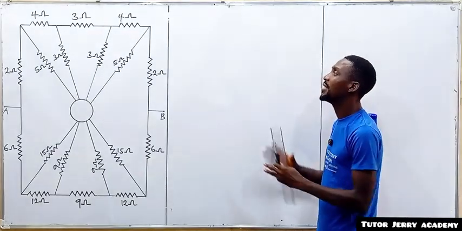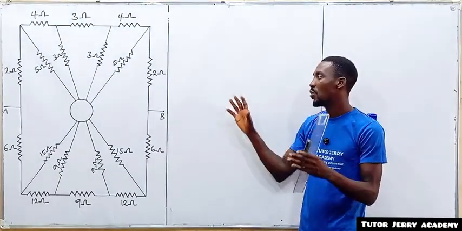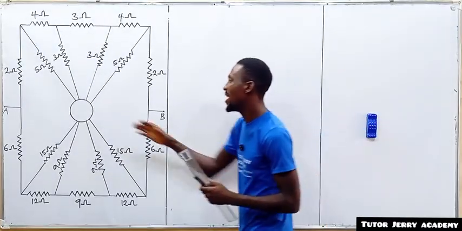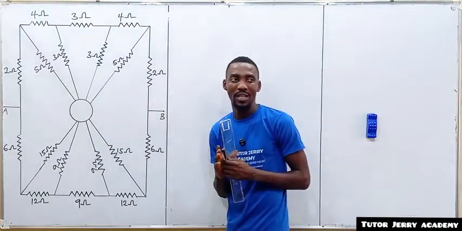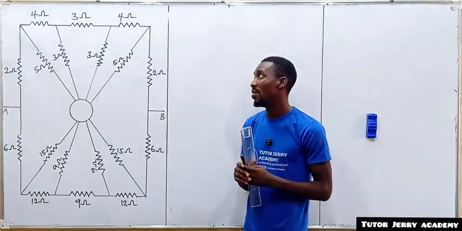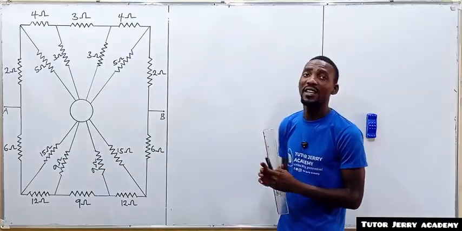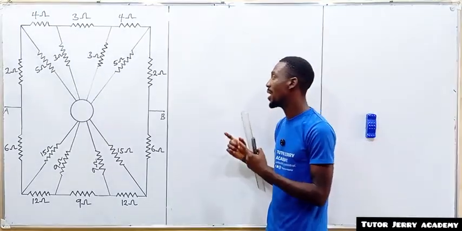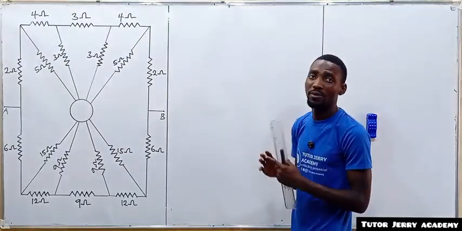We are going to be solving the above question. The question says we should find the equivalent resistance across the terminal A and B. So that is what we are doing. And of course, this is a very important exam-based question for all electrical students globally. So how do we solve this question?